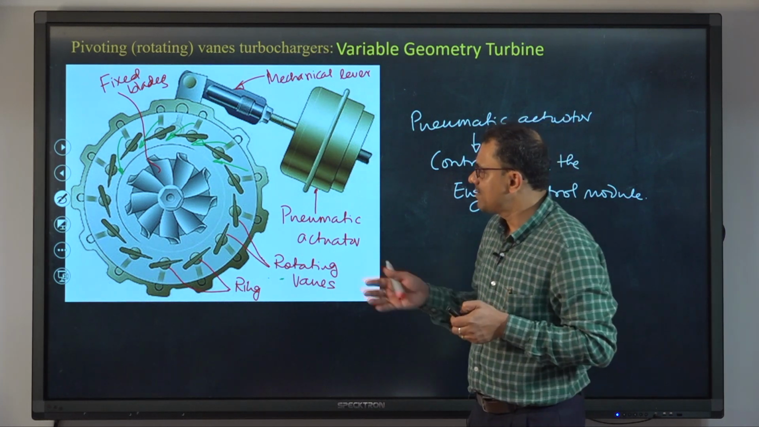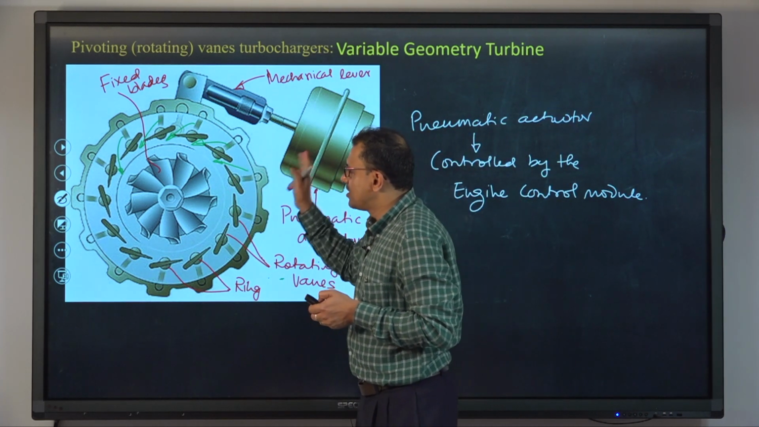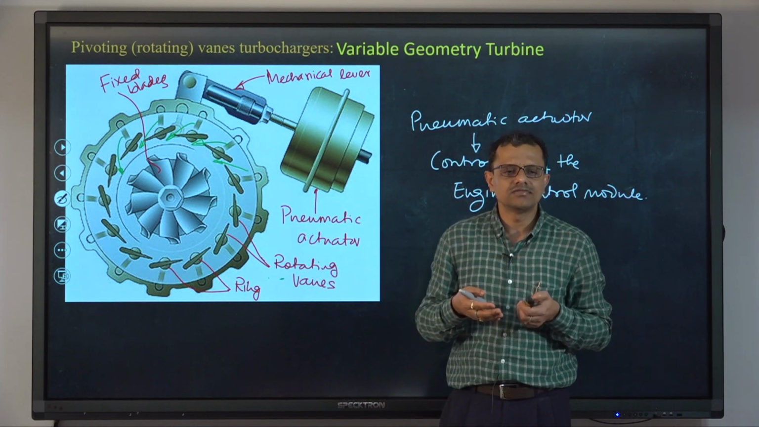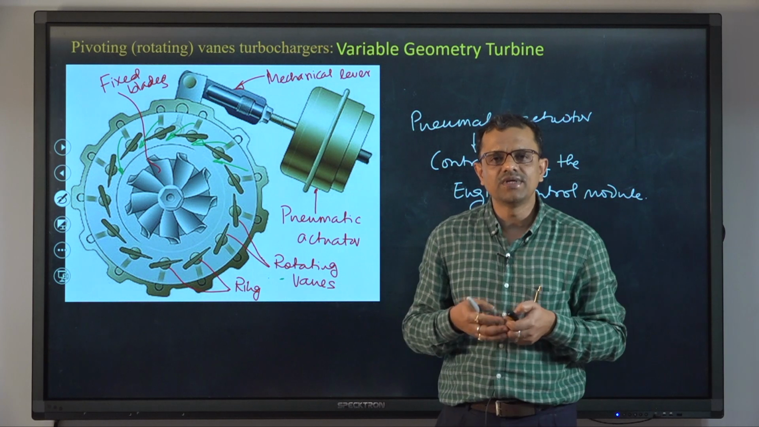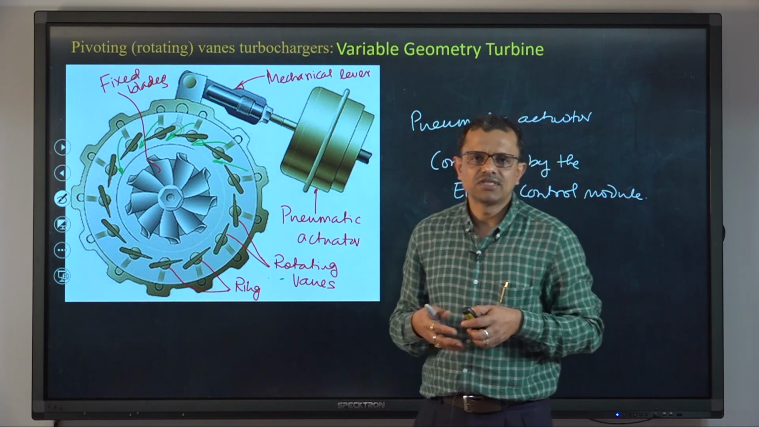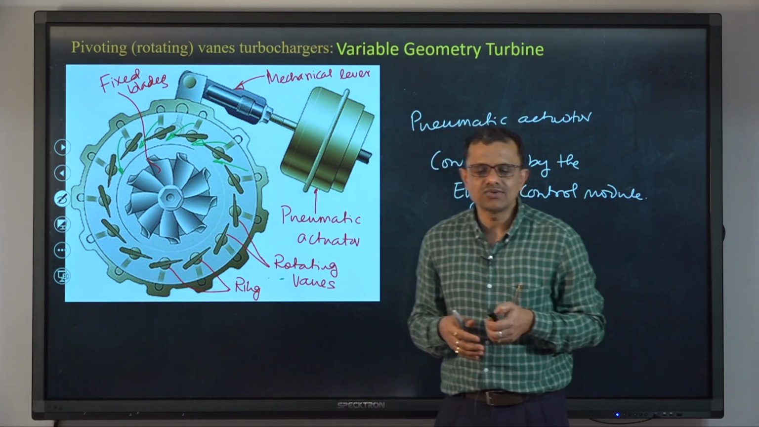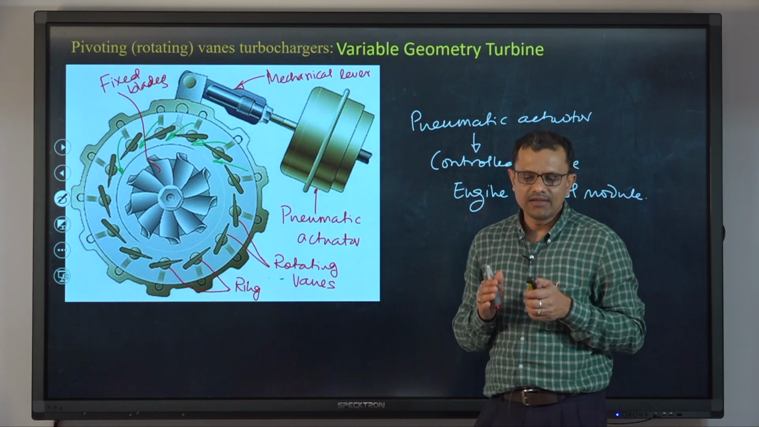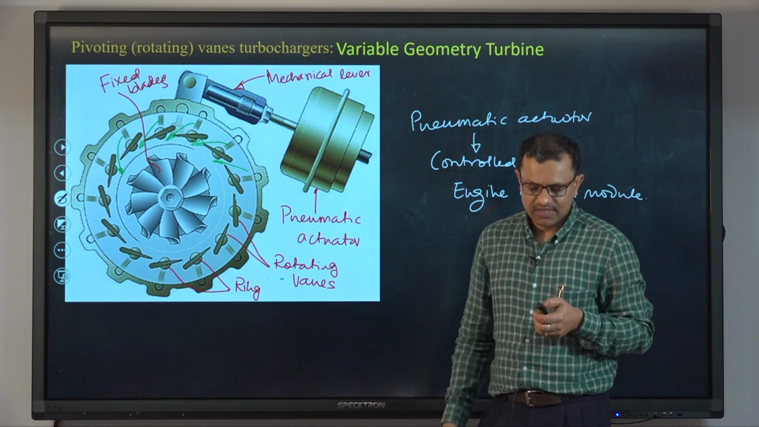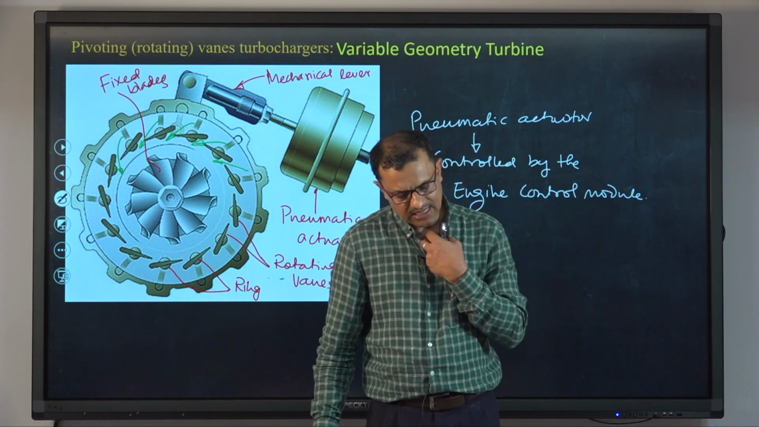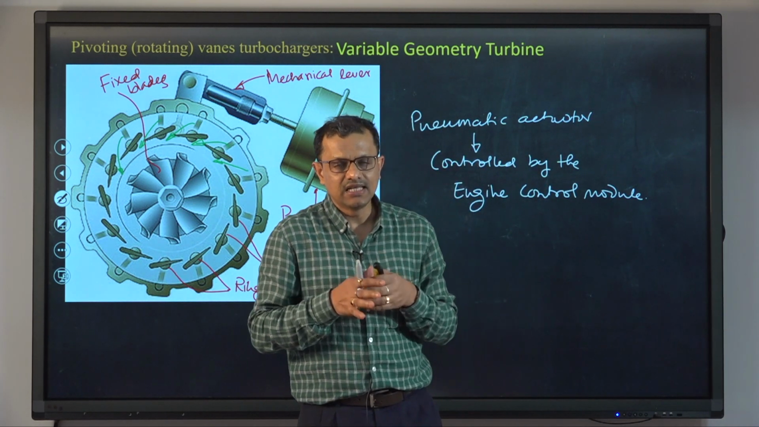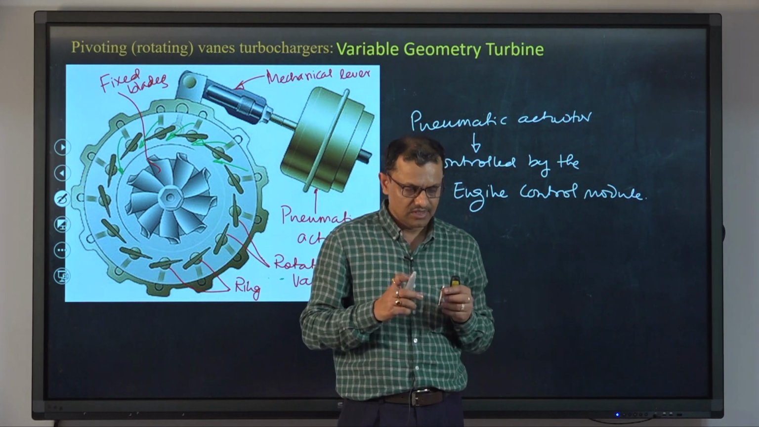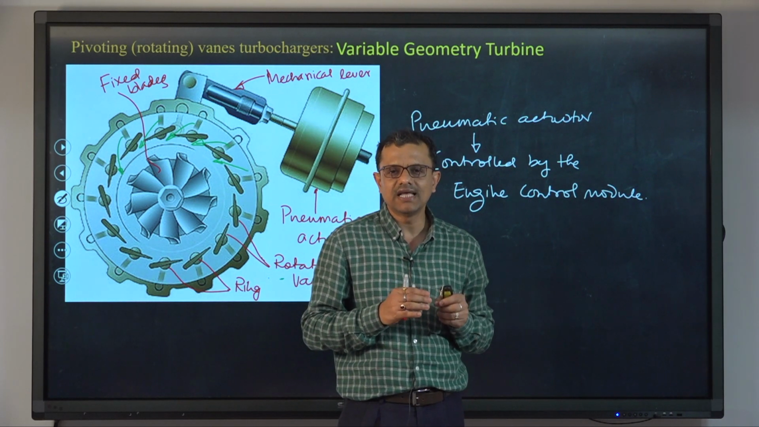Now, even after having all these modifications, sometimes we may require a fixed geometry turbine to be attached to the turbocharger unit. In such a case, what can we do? We can control the speed of the turbine using some mechanism. Essentially, we have seen that pertaining to fixed geometry turbine, the problems are overspeeding and overheating.